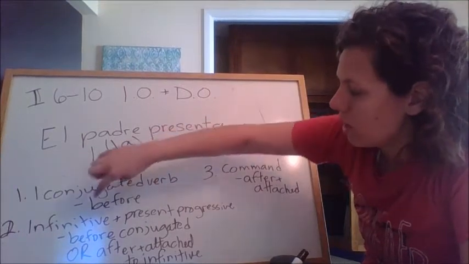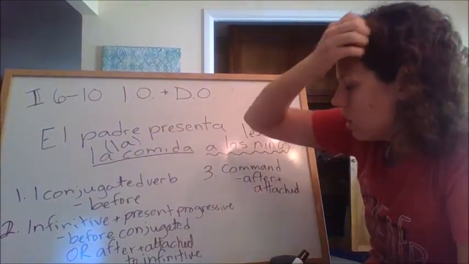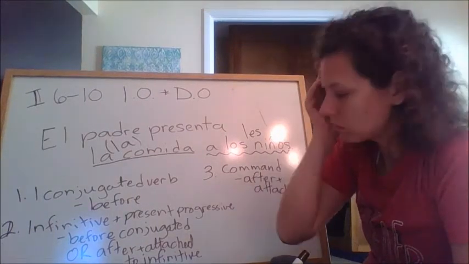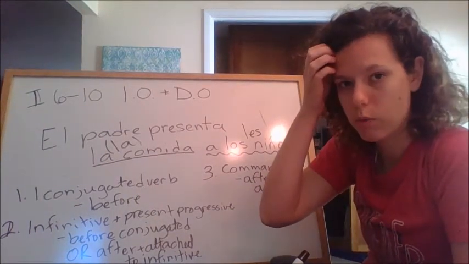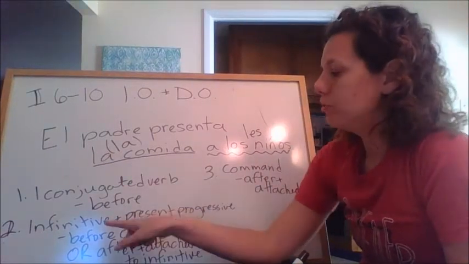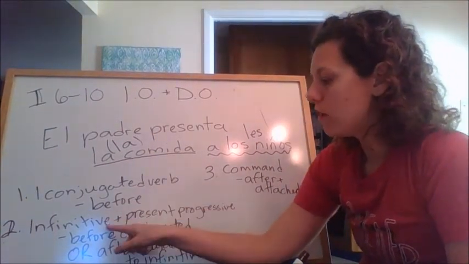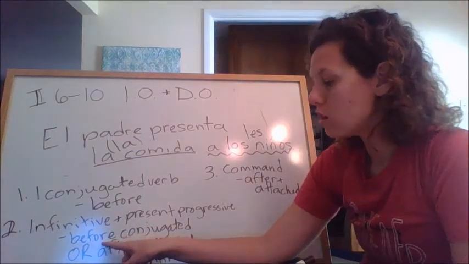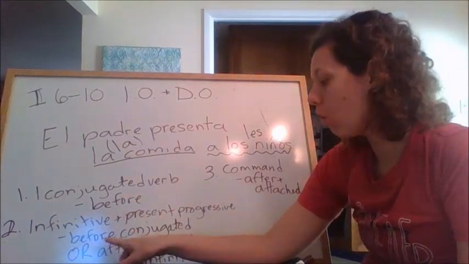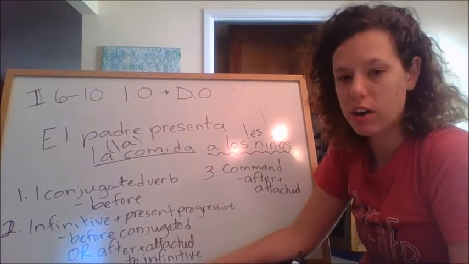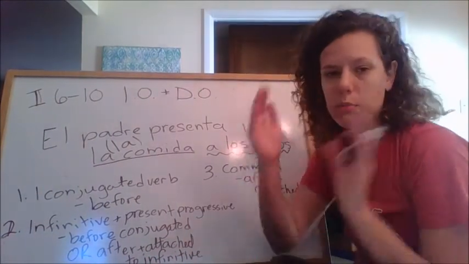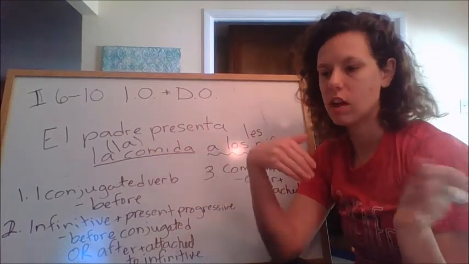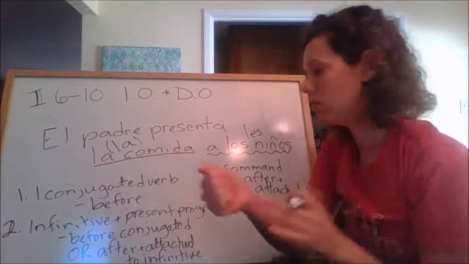One conjugated verb, infinitive, or present progressive. So the present progressive is like the estar and then the present participle, like indicating that you're doing something right that moment. So if you have a sentence with an infinitive in it, you normally have a conjugated verb as well. So you can either put it before the conjugated verb or you can attach it to the infinitive. Either one is fine. You just can't put it between them, like after the conjugated, before the infinitive. It has to either go before the conjugated or after the infinitive.